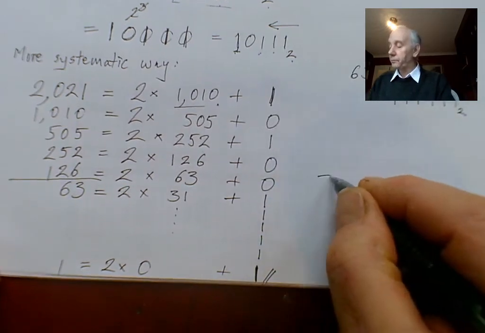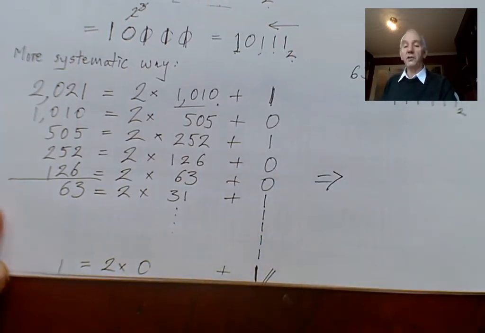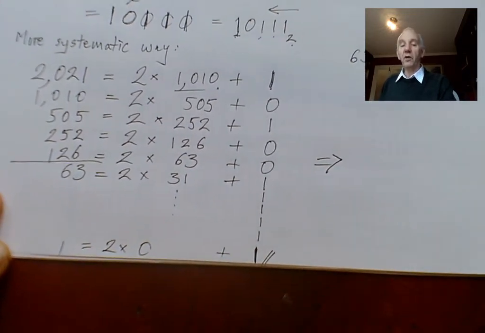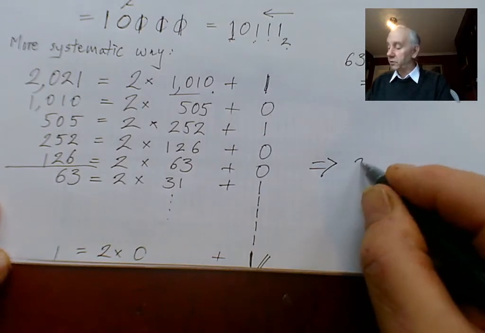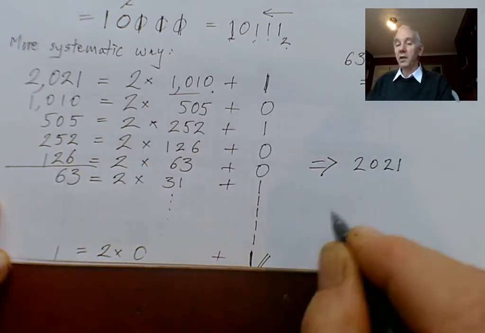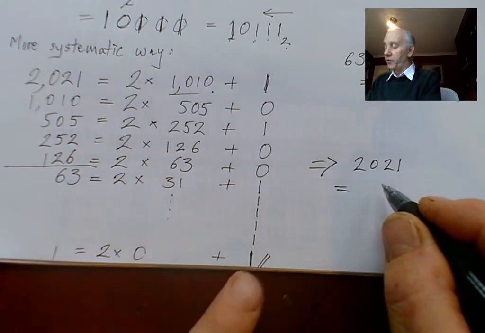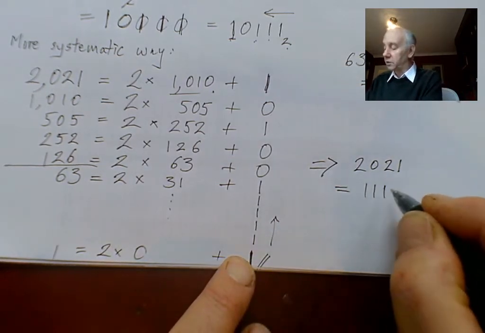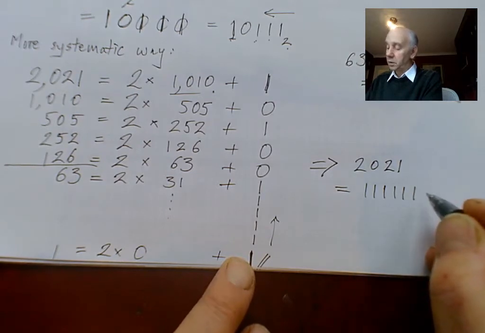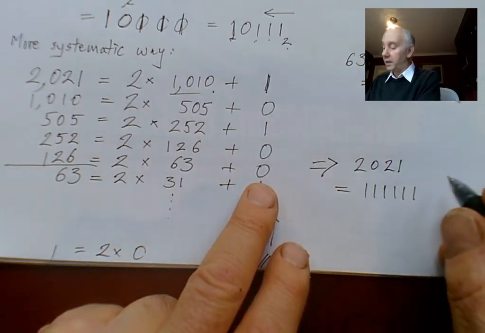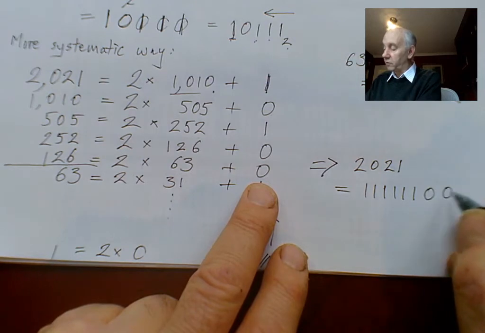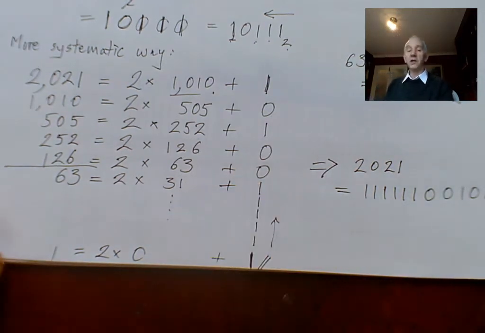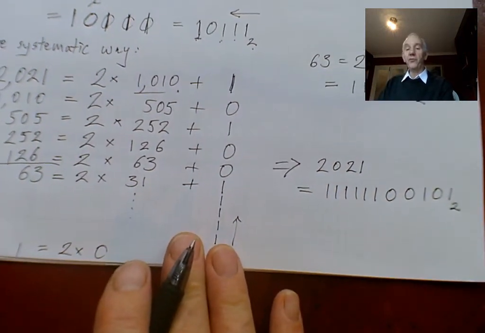So let's just record the answer. And the answer, therefore, is that 2021 expressed in binary is, we're going to read up from the bottom. So it's 6 ones. That gets us to here, and then it was 0, 0, 1, 0, 1. So that's what 2021 is to base 2.